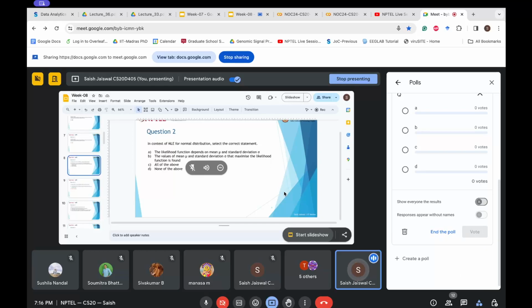In the context of MLE for normal distribution, select the correct statement. The likelihood function depends on mean mu and standard deviation sigma. The values of mean mu and standard deviation sigma that maximize the likelihood function is found. All of the above, none of the above.